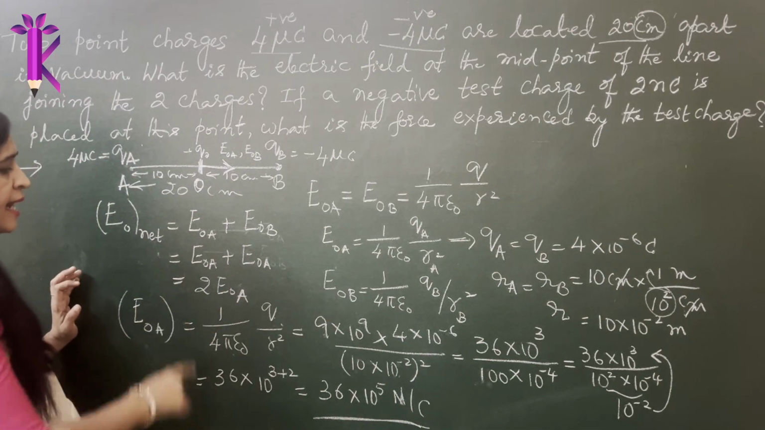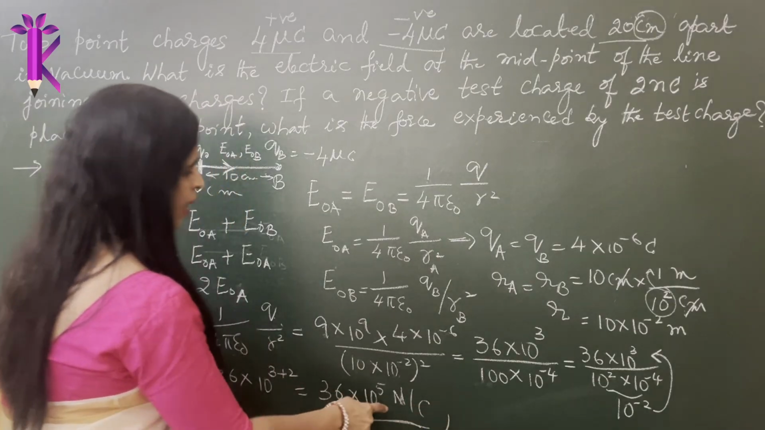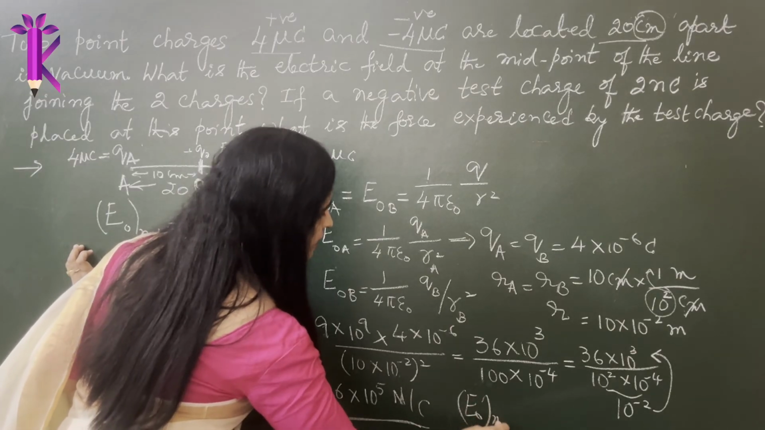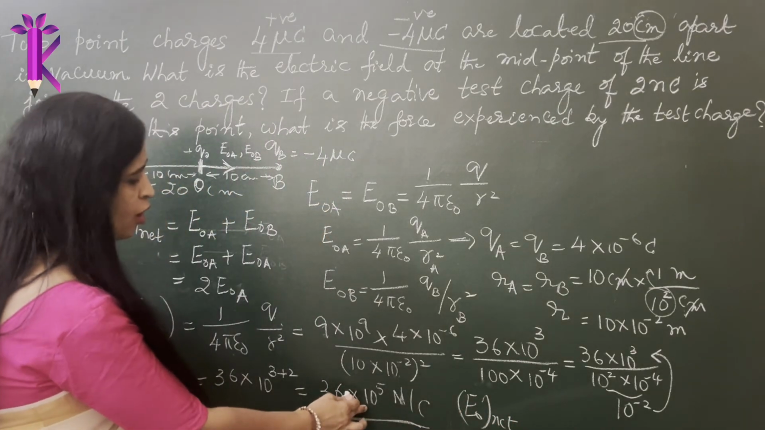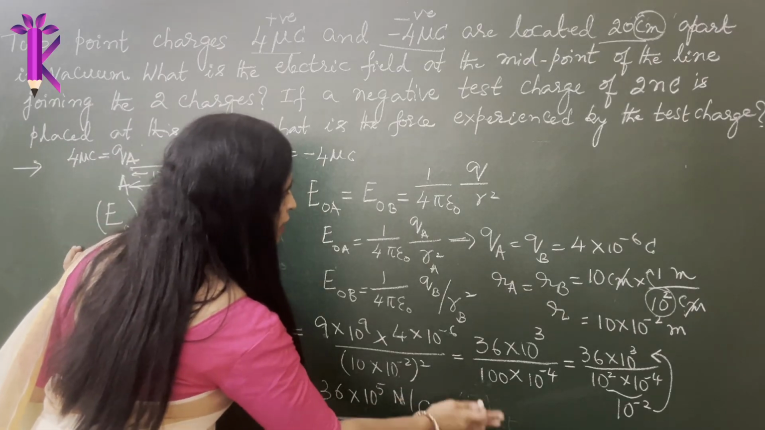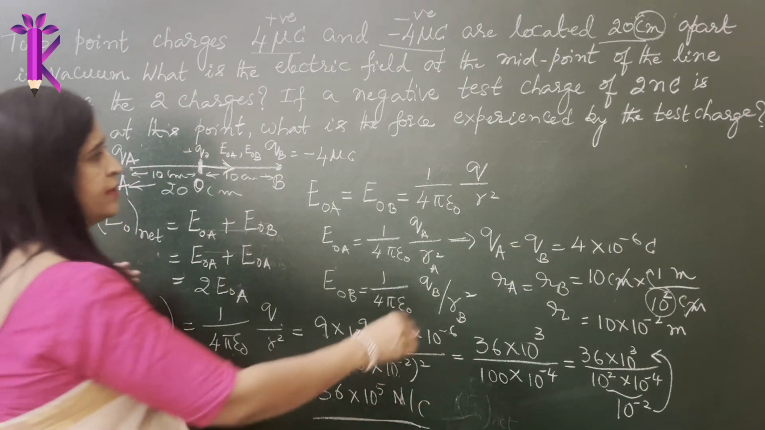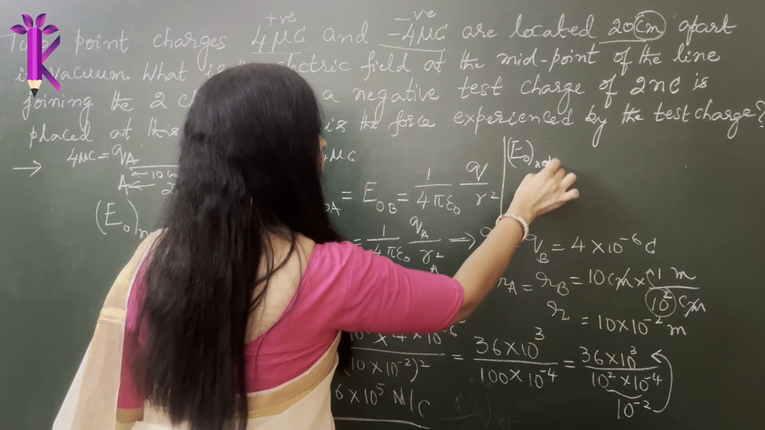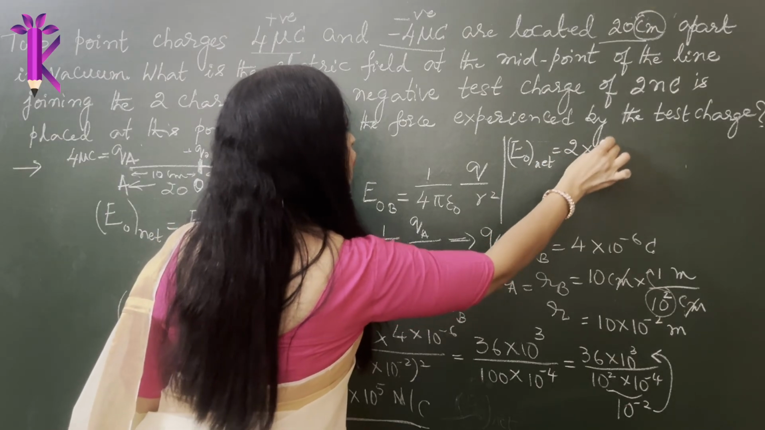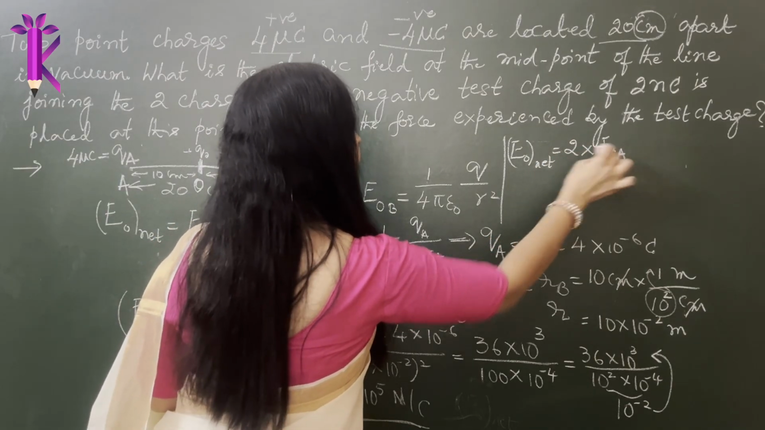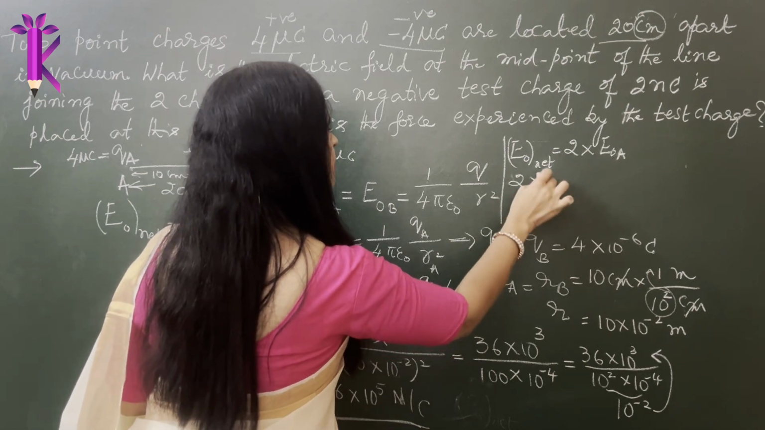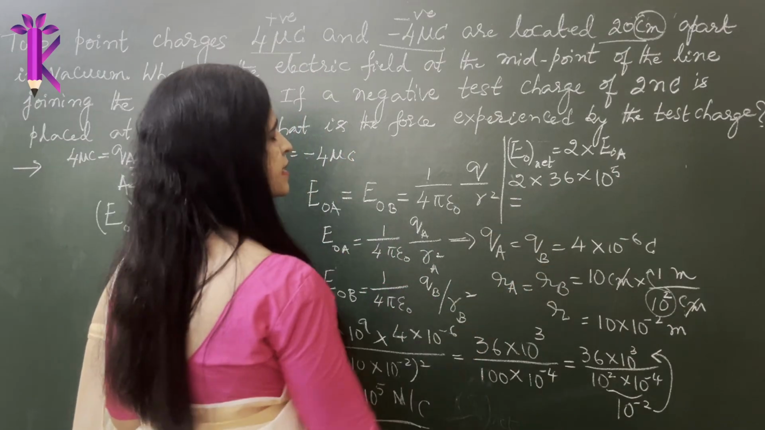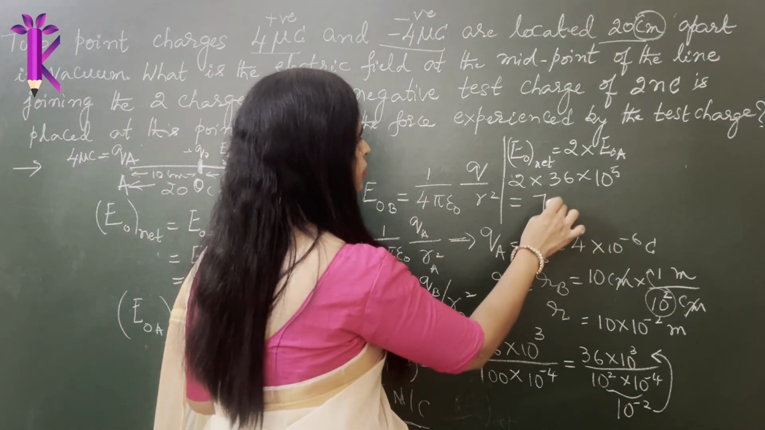But what is the total electric field? The total electric field is twice of this. So you have to find that out. The net electric field is 2 times EA. I don't think we have enough space. Let's do it here. So the net electric field at O is equal to twice the electric field at O due to A, which is nothing but 2 times 36 into 10 power 5, which is nothing but 36 times 2, which is 72.